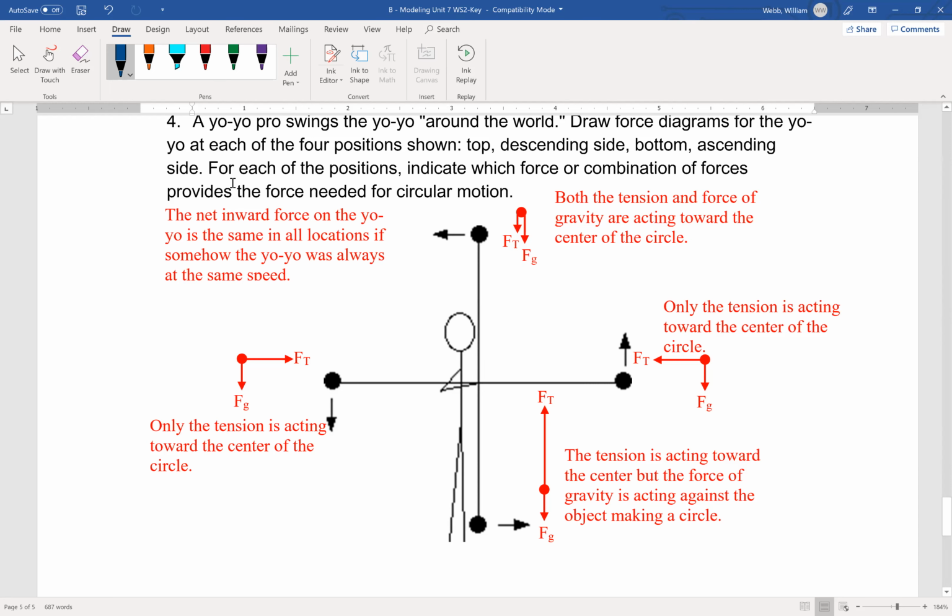Now, on the 2 sides, the weight isn't fighting against the tension in the string or helping the tension. They're perpendicular. So the weight of the yo-yo is sort of unimportant in terms of the centripetal force on the 2 sides. It's purely the tension in the string that's providing the centripetal force because the weight is perpendicular to it. It has no impact at those 3 o'clock and 9 o'clock positions.